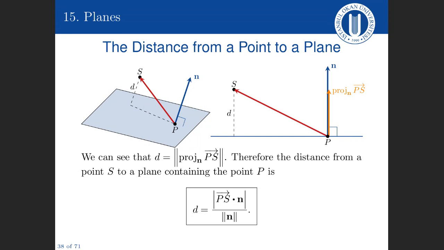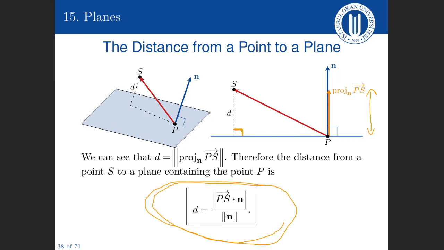We might calculate the distance from a point to a plane. Look at these pictures. I have a three-dimensional picture and a two-dimensional picture. I'm trying to calculate this distance d, which is the smallest distance from the point S to the plane. And from this picture, we can see that this distance is the same as the length or norm of this vector, the projection of PS onto N. So this gives us our formula.